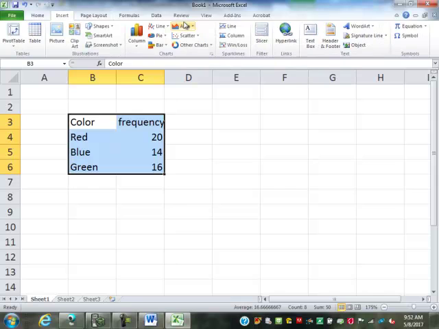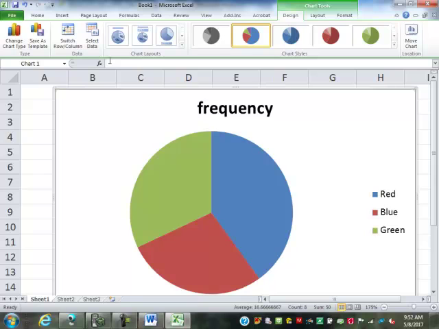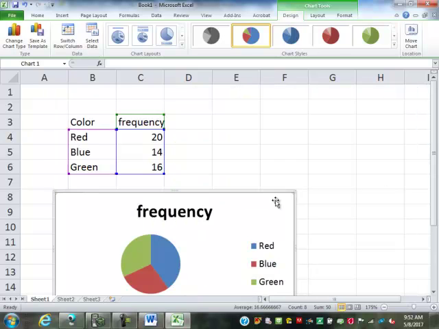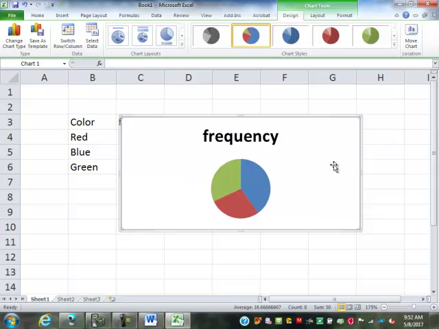Just go to the insert menu, pie chart. There it is. Now, right now I've got everything out here, but I can make it smaller. Get rid of that little key.